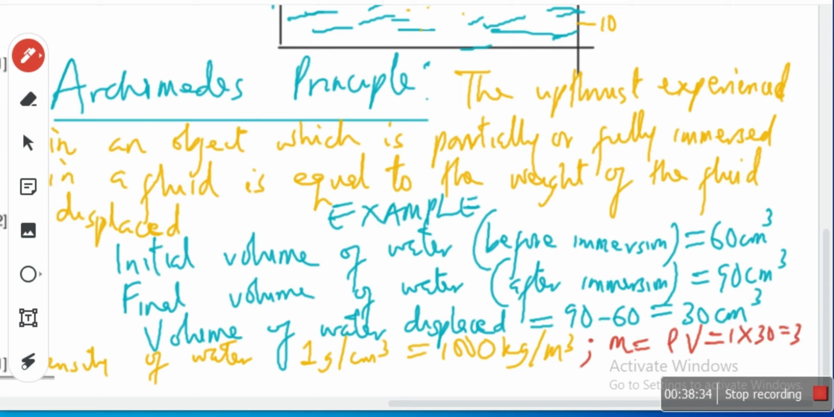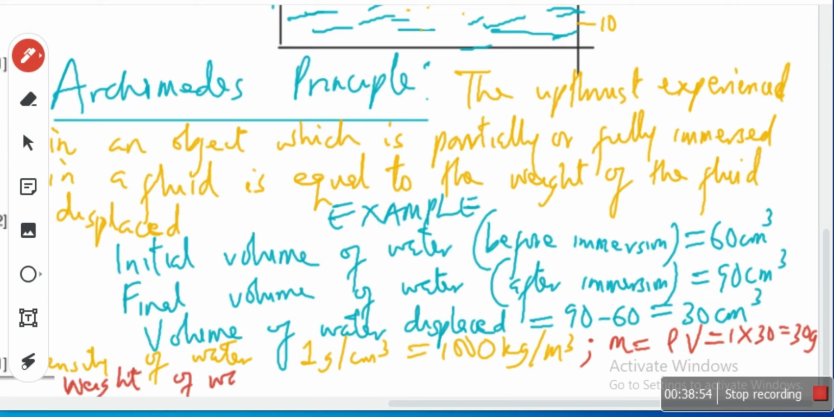Which is 30 grams. Watch what I'm doing. Please listen up. The 1 is the density, which is 1 gram per cm cubed. The volume is the 30 we got. So 30 grams. So what's the weight of the water? Let's do that.